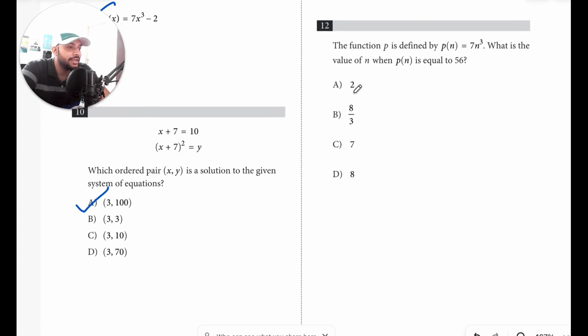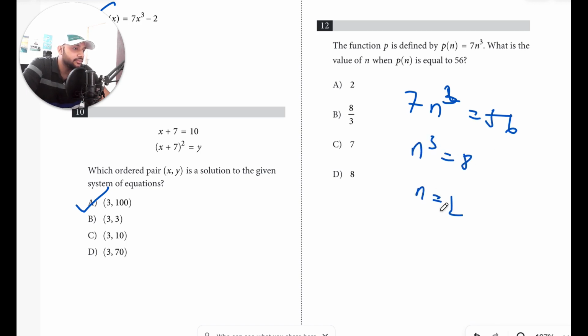The function p is defined by p of n is equal to 7n cubed. What is the value of n when p of n is equal to 56? 7n cubed is equal to 56. n cubed is equal to 8. n is equal to 2. Okay.